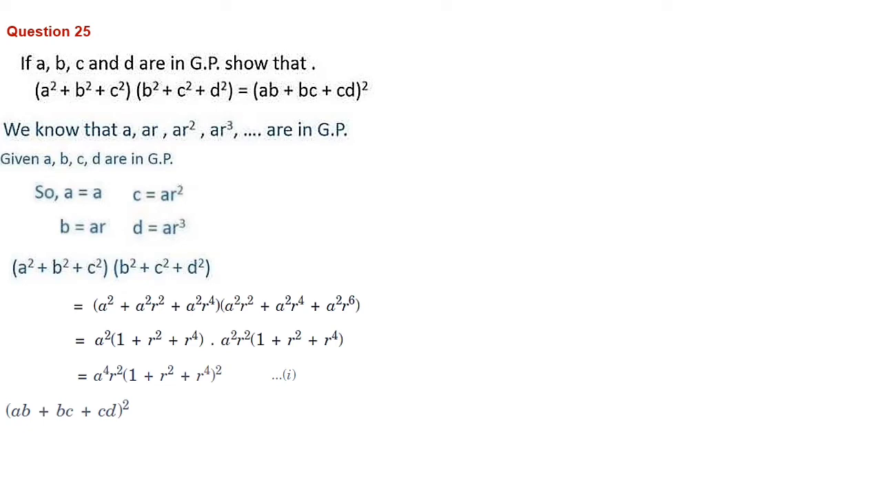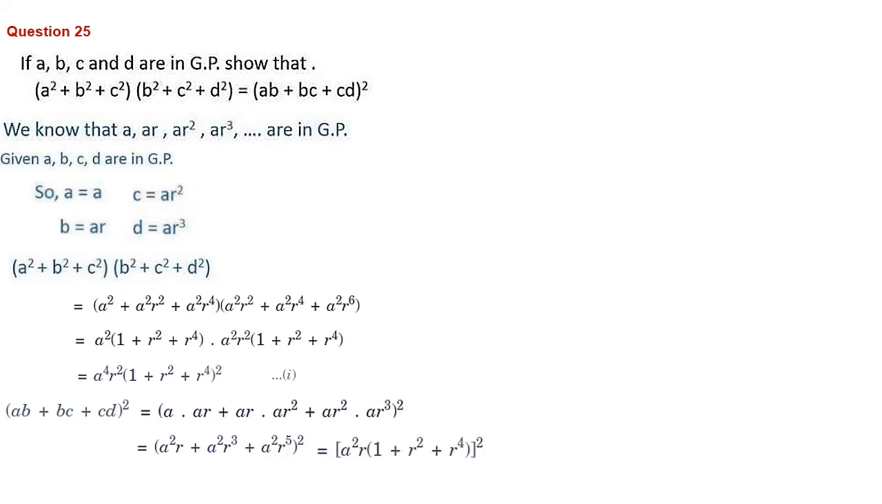Then the right hand side, if you take (ab plus bc plus cd) the whole square. For that ab plus bc plus cd we can substitute a, b, c and d respectively. The first term a is a itself. b is ar, plus b is ar into c is ar square. Then c again, that is ar square, d is ar cube, the whole square. a into a is a square into r. Then a into a is a square, r into r is r cube. a into a is a square, r square into r cube is r power 5, the whole square.